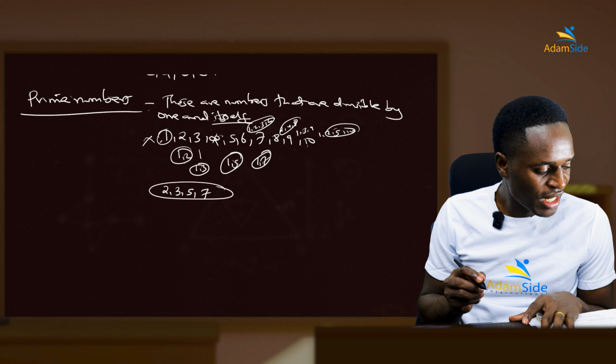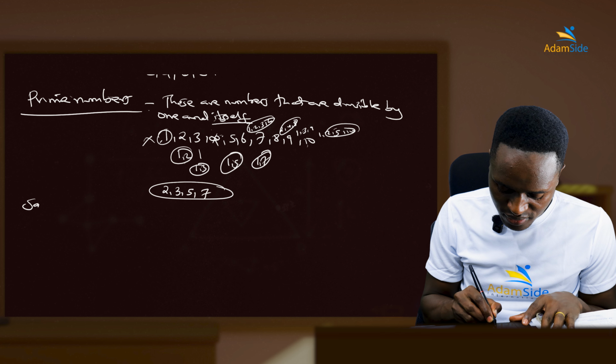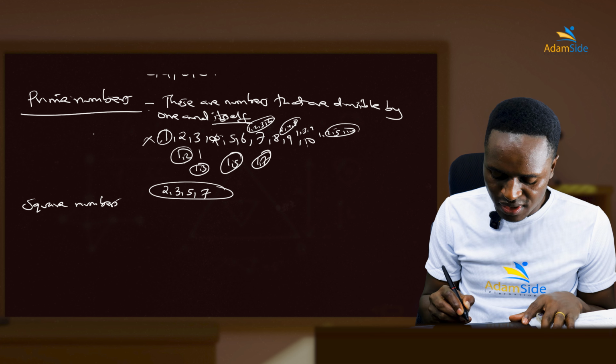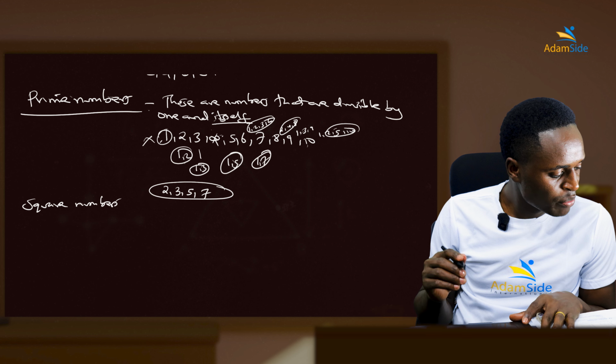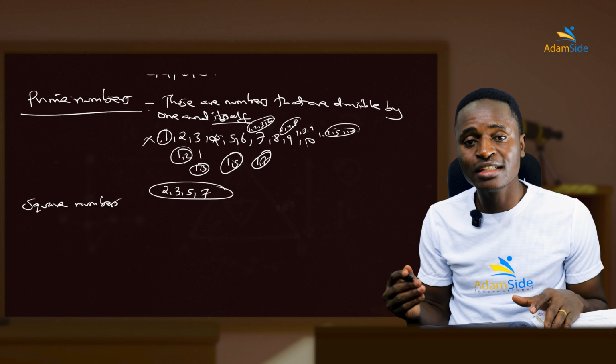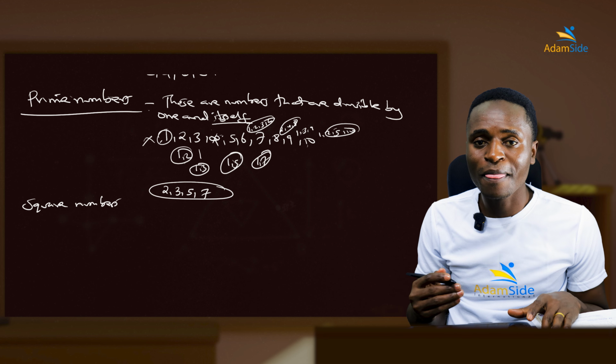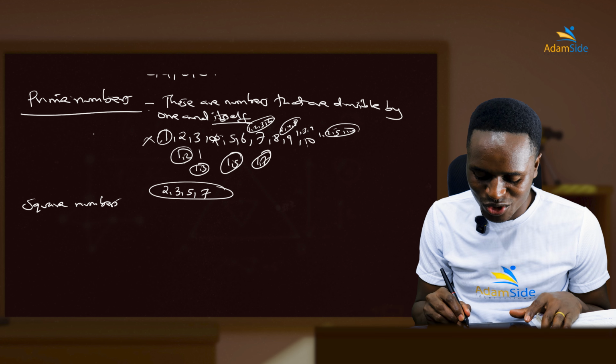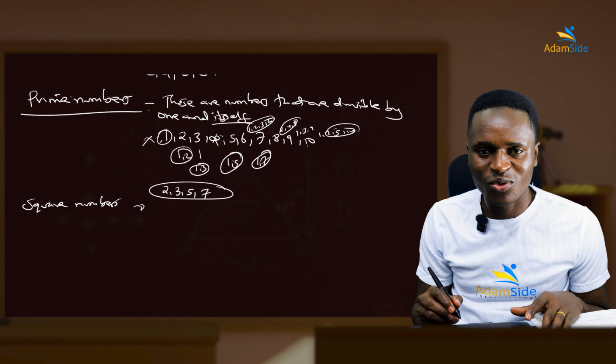Correct. Then we have square numbers. What are square numbers? Square numbers are numbers that are obtained by multiplying a number by itself once. For instance, let's say square numbers between 1 and 10.